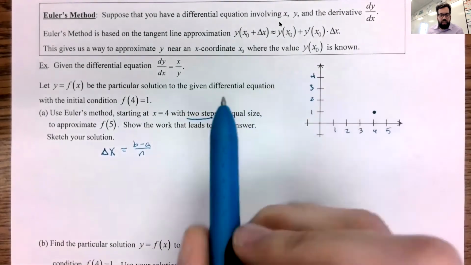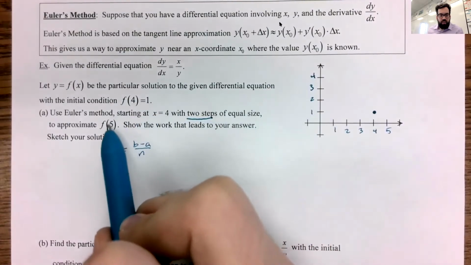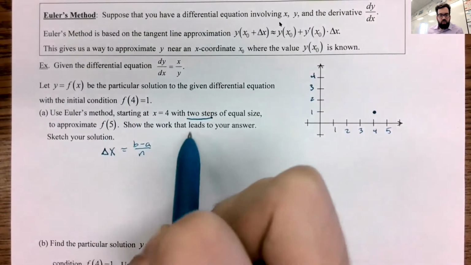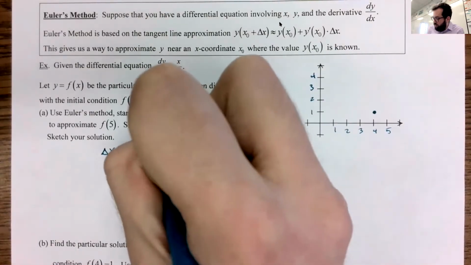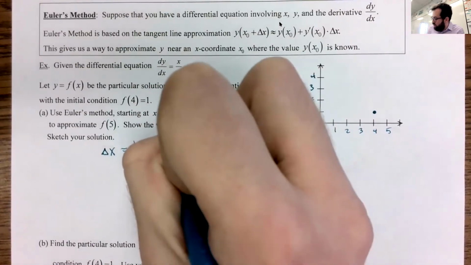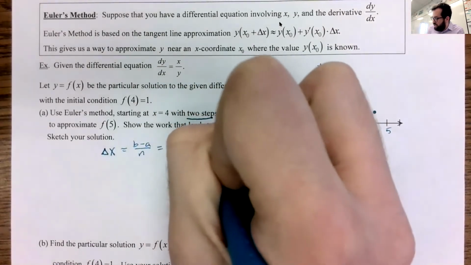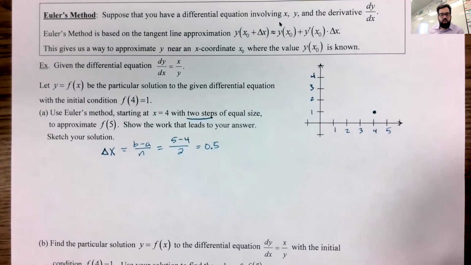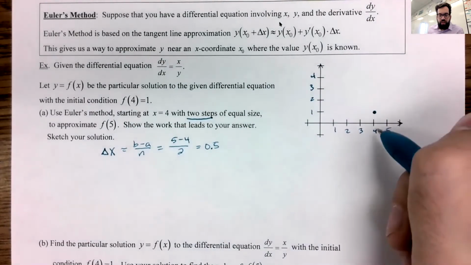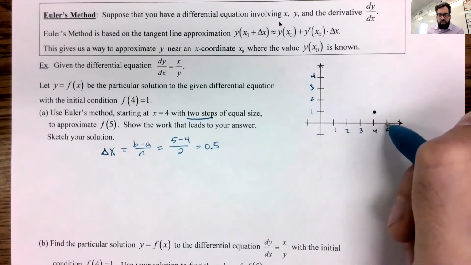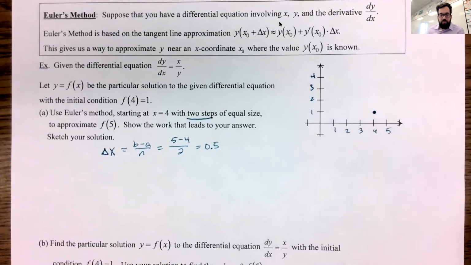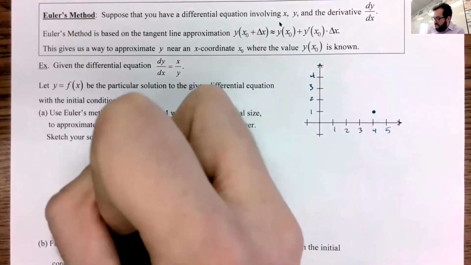In this case, we're starting at 4, we're going to 5, and we're trying to do 2 steps. So it's going to be 5 minus 4 over 2. So our delta x ends up being 0.5, which we could have figured out, right? To get from 4 to 5 with 2 steps of equal size, each step is going to have to be 0.5.